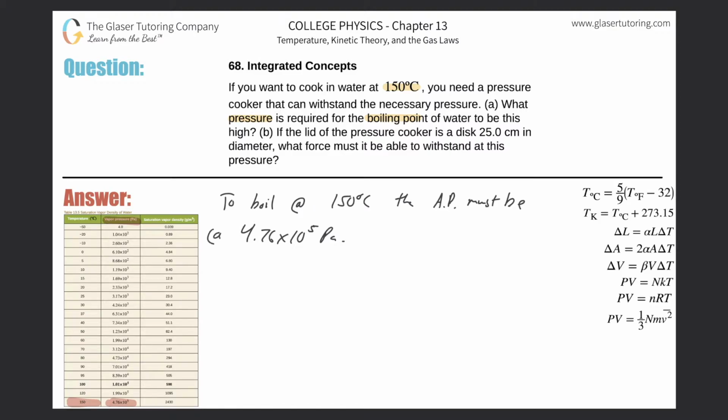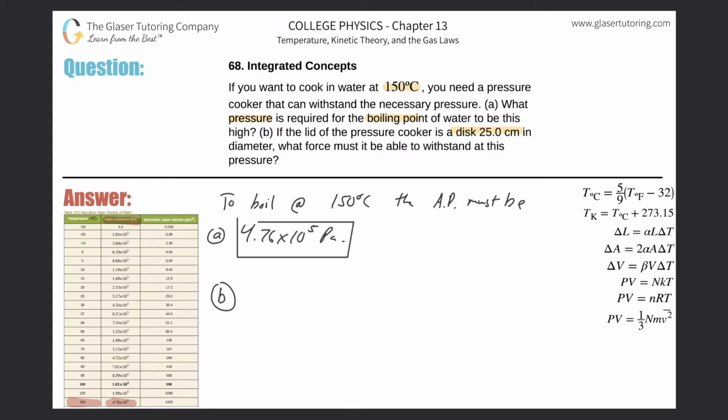This is letter A. That's all letter A is, just understanding the concept, the connection between vapor pressure, absolute pressure, and then the boiling point. So letter B now, it says, if the lid of the pressure cooker is a disc of 25 centimeters in diameter, what force must it be able to withstand? So the disc is now going to be 25 centimeters.